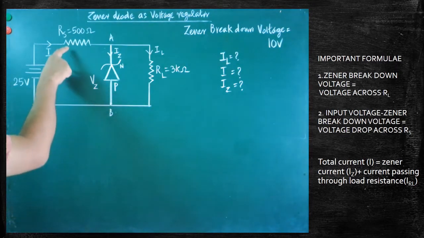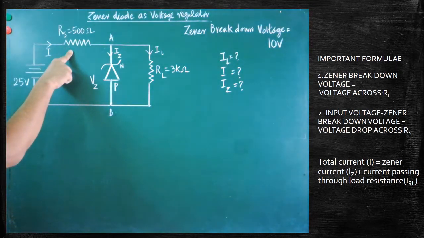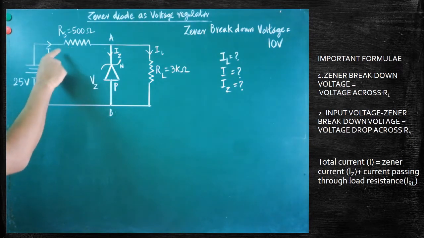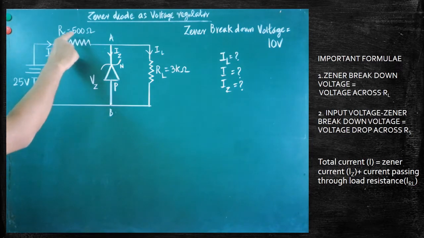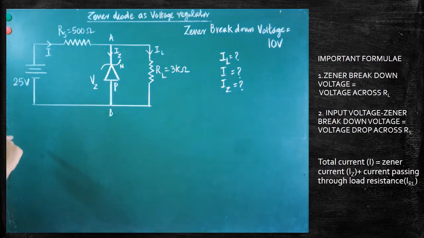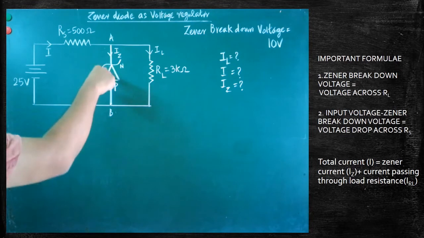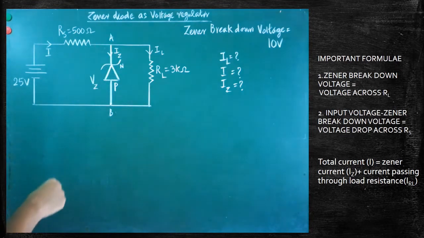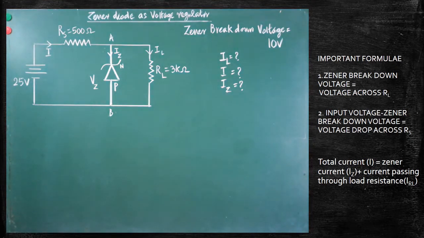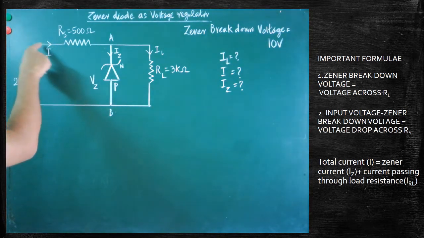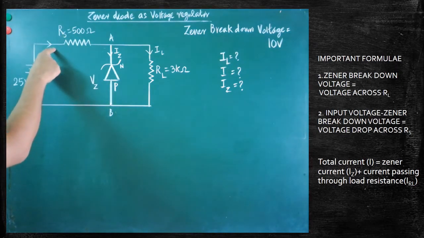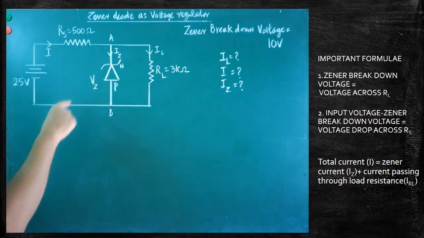And then here one current limiting resistor is connected. Through that current limiting resistor some amount of current is flowing, which is called I. There 500 ohm is connected, and that is called RS. The current passing through the Zener diode is to be taken as IZ. So with the help of the given values, you are asked to calculate the current passing through the load resistance IL, and the total current I flowing through the 500 ohm. The current passing through the Zener diode is also to be found out.